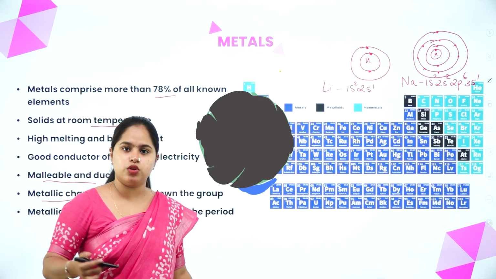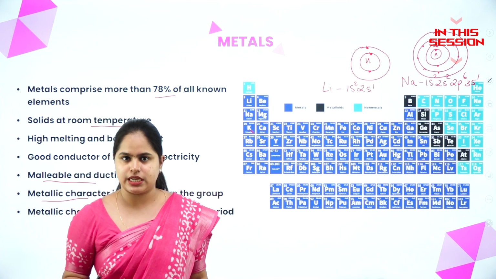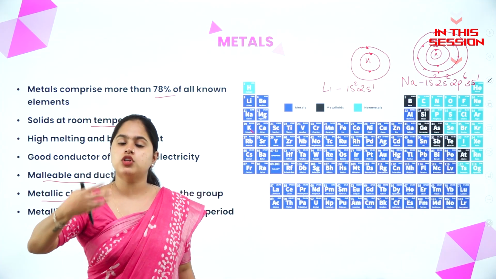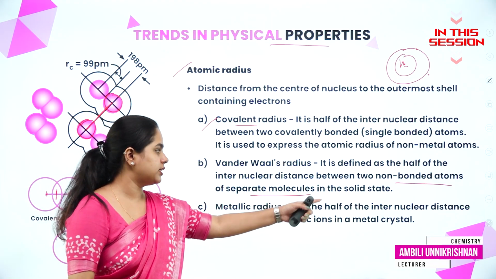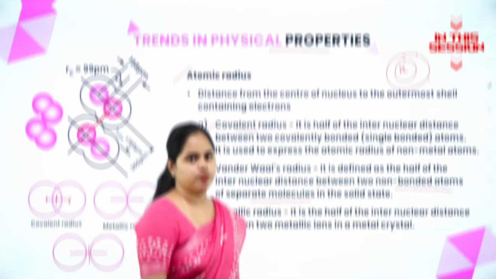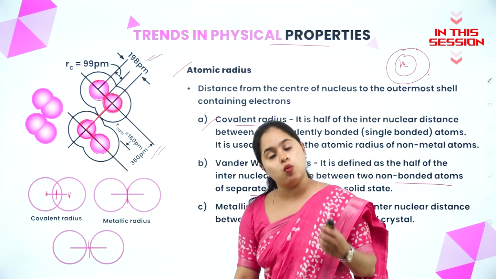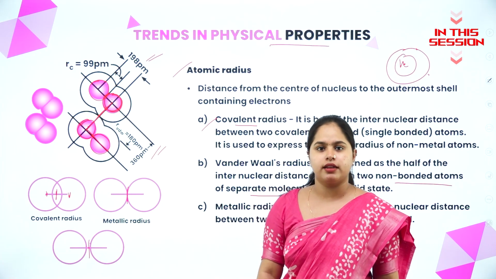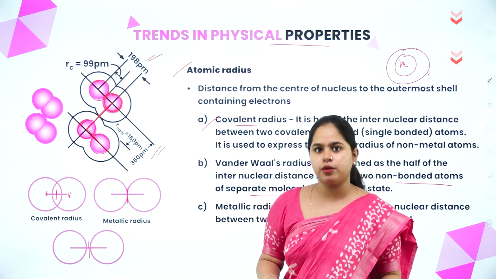So when we move down the group, the size of the atom will keep on increasing. I hope it is clear. Yes, because more and more shells are being added on. So what is metallic radius? It is half of the internuclear distance between two metallic ions in a metallic crystal. The value of ionization enthalpy increases with nuclear charge. So van der Waals radius will always be higher than covalent radius because it is between two atoms of two different molecules, right?